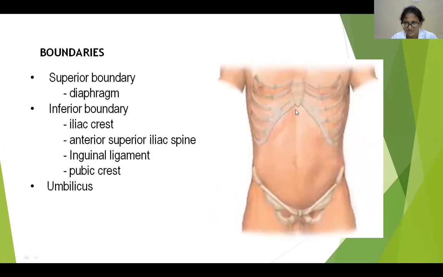See here, the costal margins are very prominent. These are the ribs and these are the costal cartilages. This is a costal margin. The costal margin is formed by the fusion of these costal cartilages. This is the right costal margin, whereas this is the left costal margin. This is the tip of the ninth costal cartilage, whereas this is the tip of the 10th costal cartilage.